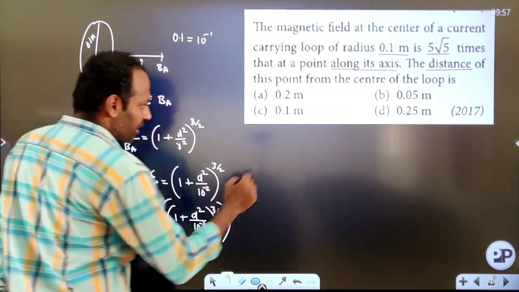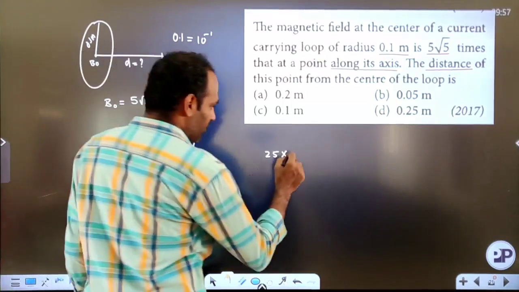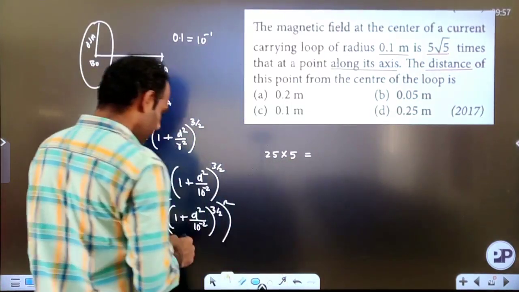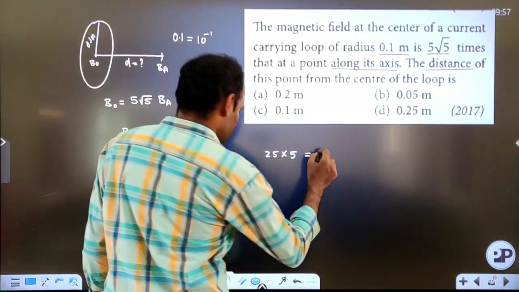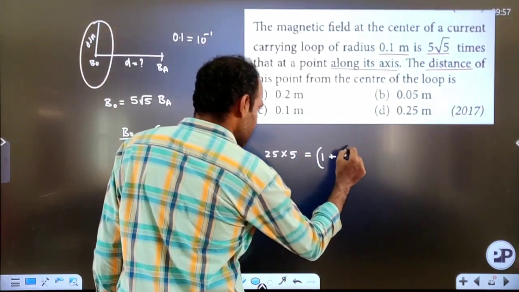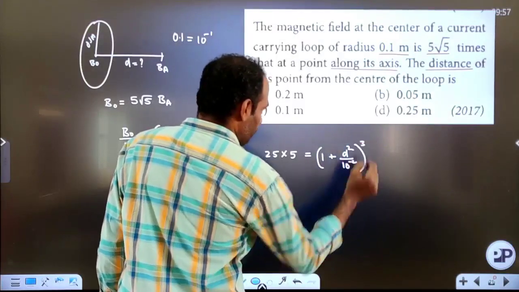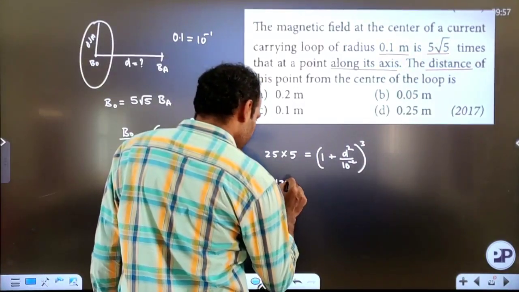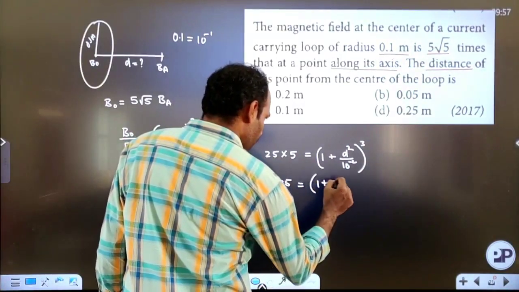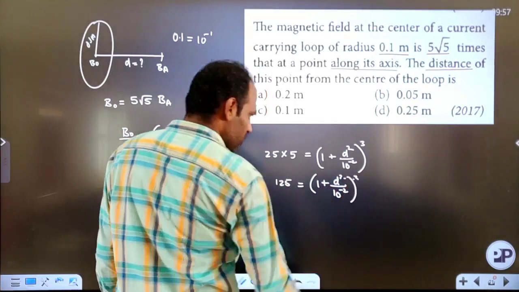Here 5 square will be 25. Root 5 square will be 5. On this side, the square root and the square cancel. So here I will get (1 plus d square divided by 10 to the power minus 2) whole raised to cube. Right? So how much will this be? 25 into 5, this will be 125. 125 equals (1 plus d square divided by 10 raised to minus 2) whole raised to 3.